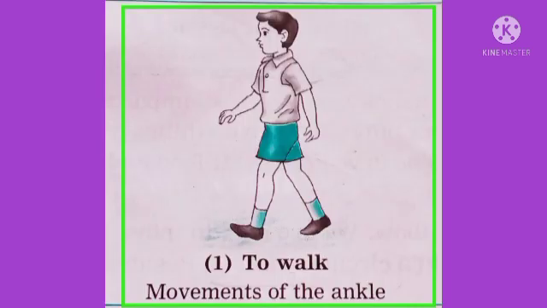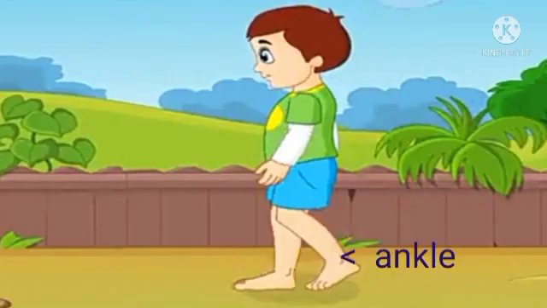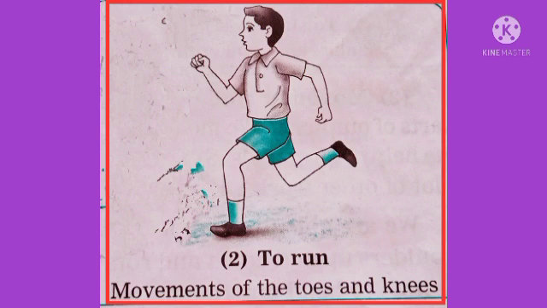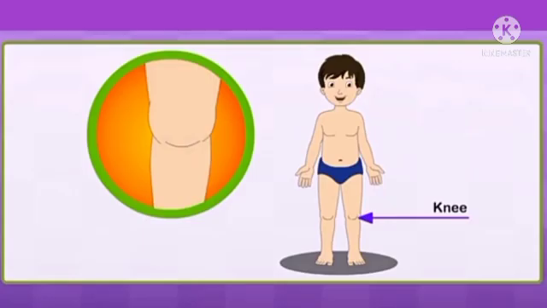Now in the first picture, to walk, movements of the ankle. Ankle means the skeletal joint which connects the foot with the leg. Okay. Now see the next picture, to run. Movements of the toes and the knees. You can see in the picture, toes and the knee. The boy is running, he is bending his knees. Knee means the middle joint of the leg that allows the leg to bend.